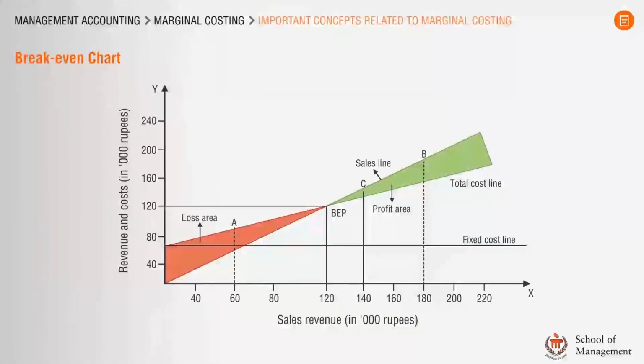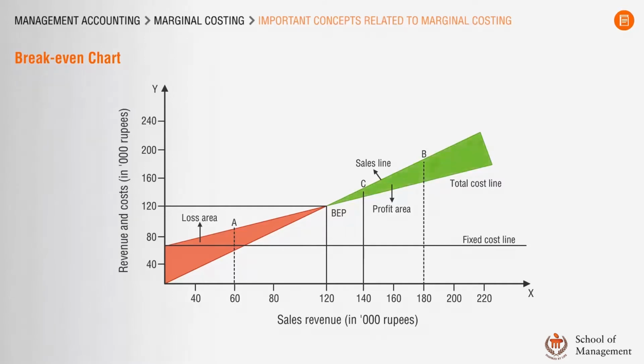The break-even chart that you see on your screen is a graphical representation of the break-even point. As you can see on the graph, when sales is equal to 1,20,000, the cost incurred by the firm is also 1,20,000. So this is the break-even point for the firm. Any sales less than 1,20,000 will lead to loss, while any sales in excess of 1,20,000 will fetch a profit to the firm.